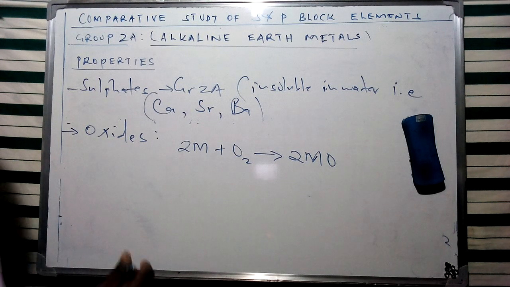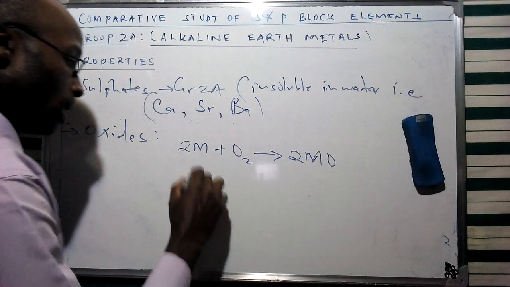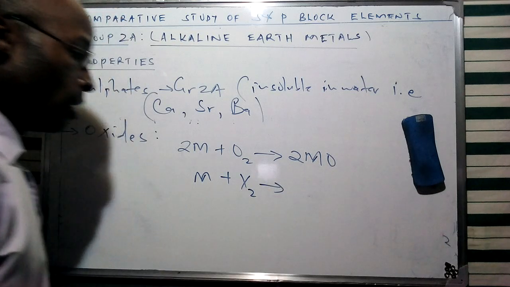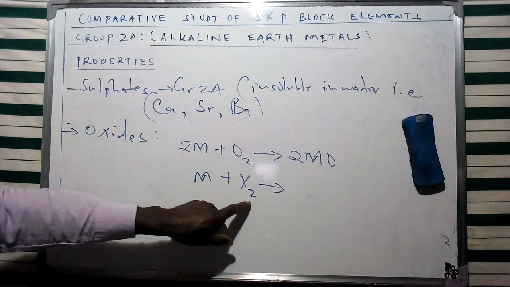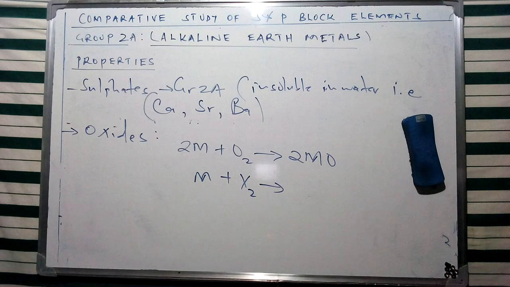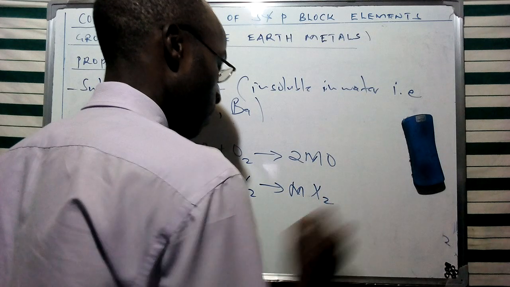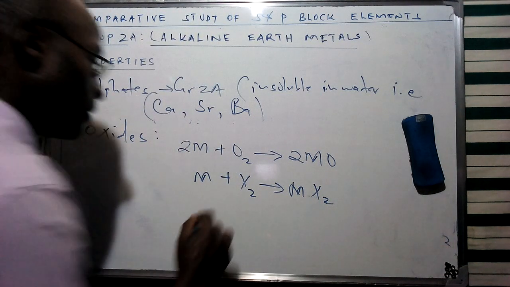Now we can also have the representation for the formation of halides of these group 2 elements, whereby they are going to combine with, of course, 2 atoms of this molecule of a halide, and that's going to lead to the formation of metal halides given as such for the group 2 elements. So this list is going to go on.